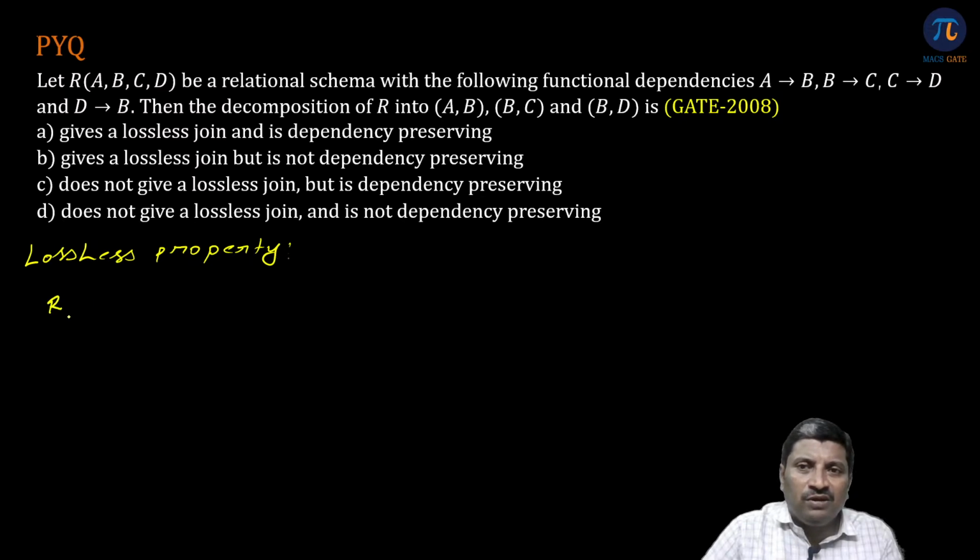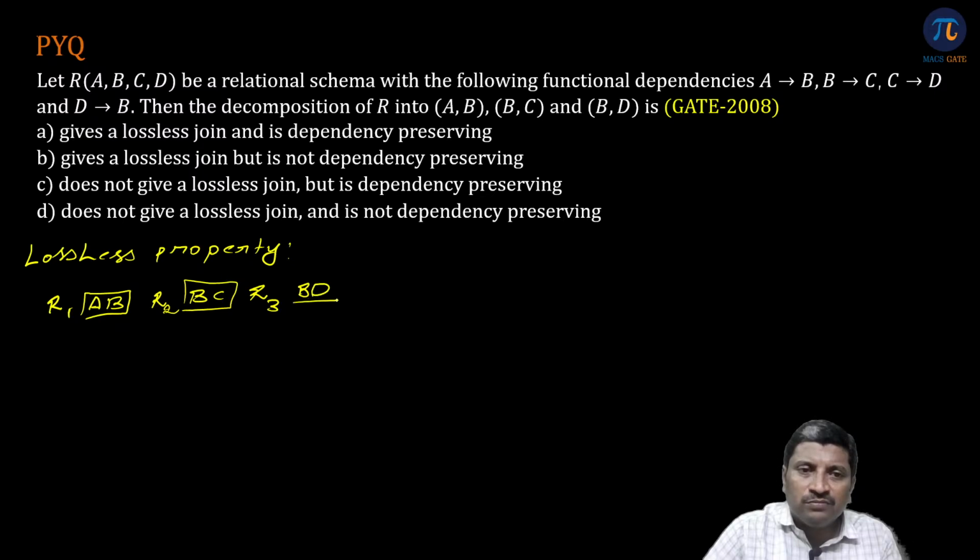What is R1? Okay, let us assume they are not given any names, sir. Let us assume the first one is R1. The second one is R2. The third one is R3. So what is the first step, sir? Find the common attributes of all the three. R1 intersection R2 intersection R3. What is it? B.